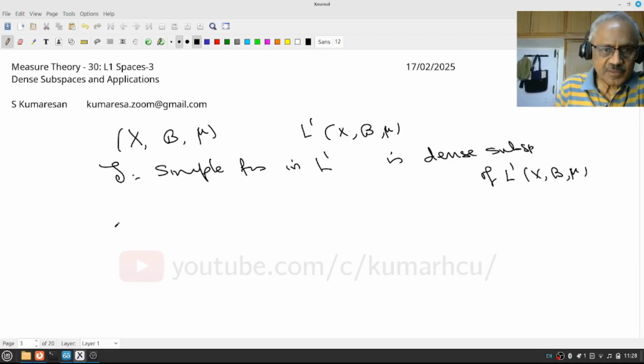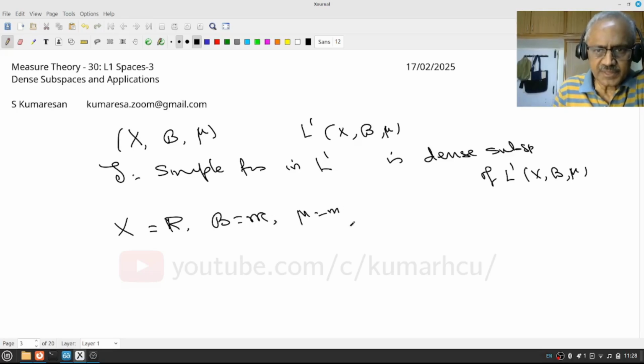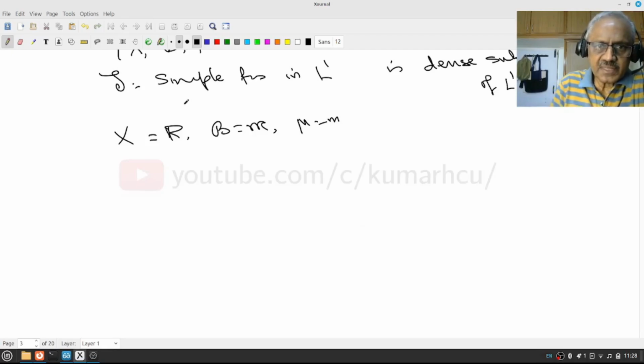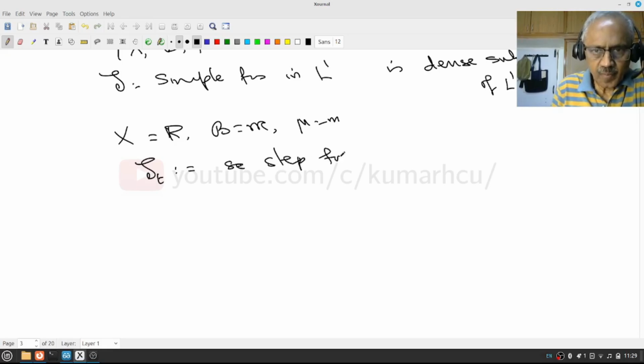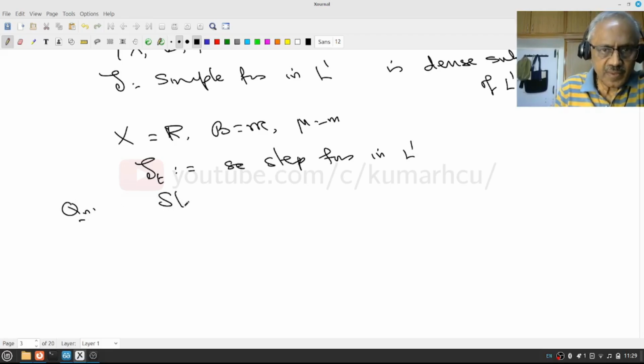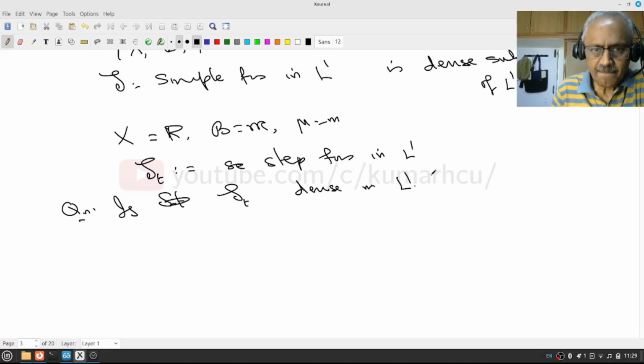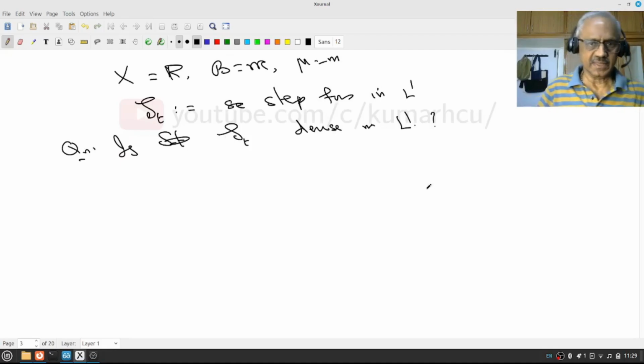Right? But if I specialize my X equal to R, B equal to the Lebesgue measurable sets, and mu equal to the Lebesgue measure, we have an interesting class of simple functions, namely the step functions. So let us call this ST, step functions in L1. The question is: is ST dense in L1? Okay, the answer is yes.